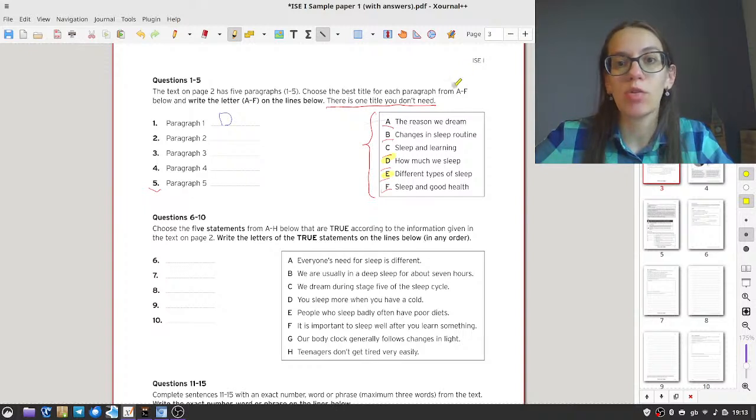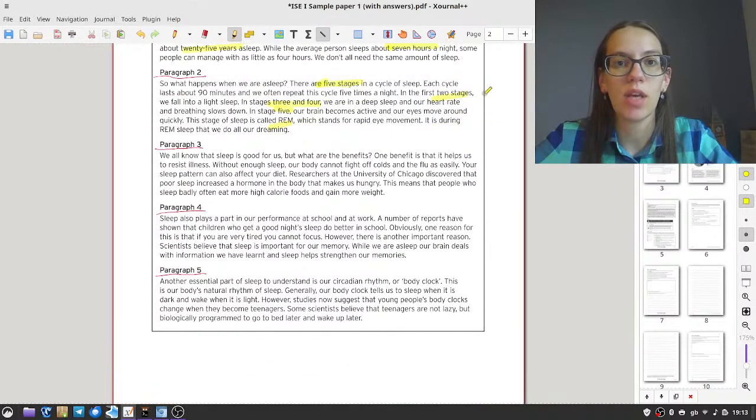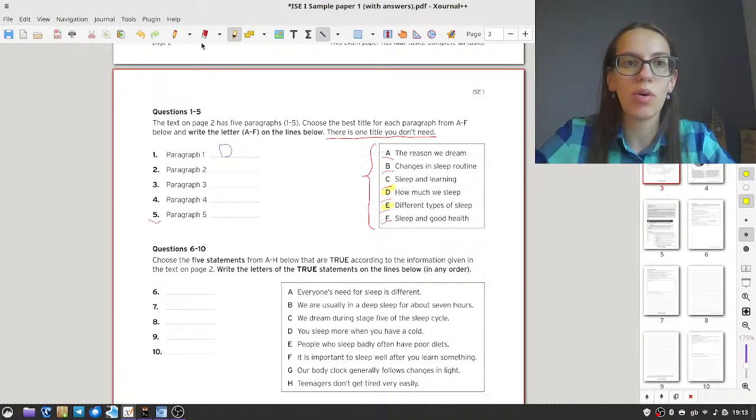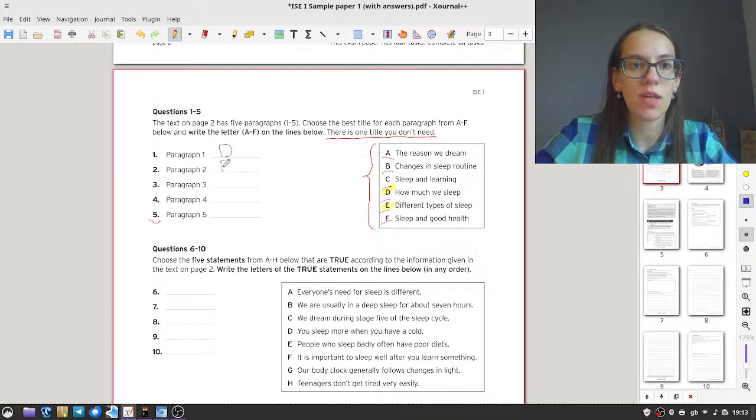And finally, sleep and good health again doesn't work, so I like this option, different types of sleep. Yeah, we can see that these stages are very, very different. Light sleep, deep sleep, rapid eye movement when we dream. So it's different types of sleep. So let's put E here. So paragraph 2, we want to choose answer E.